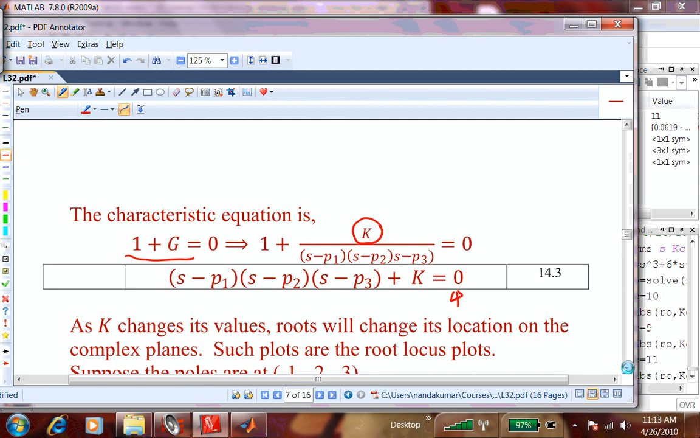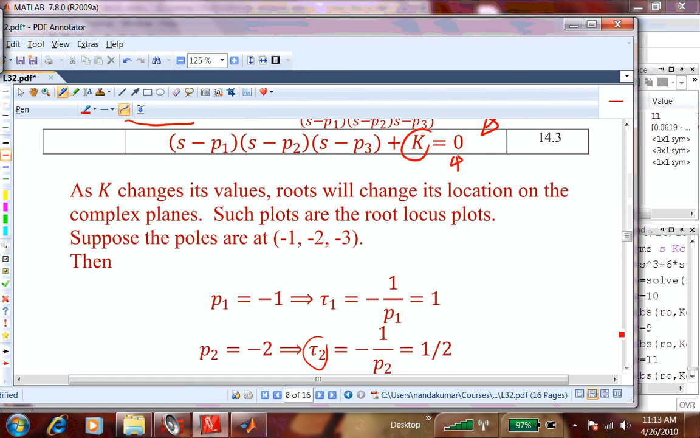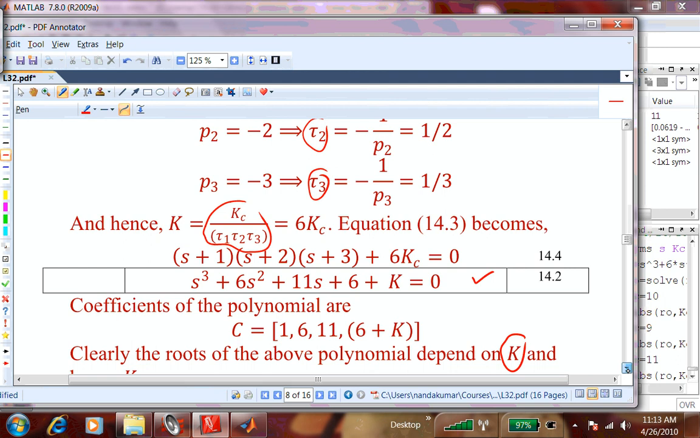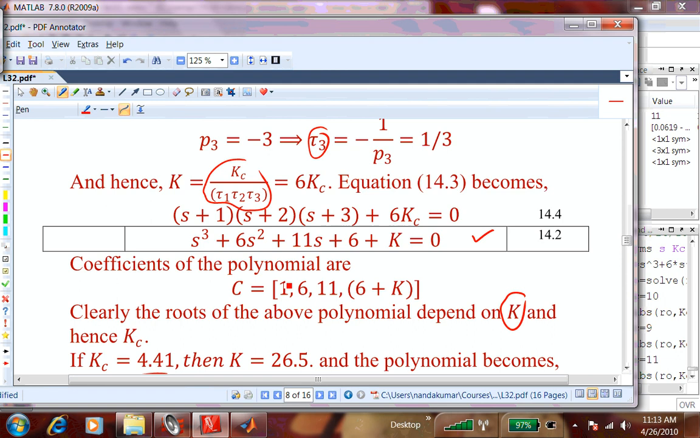And once you know P1, P2, and P3, you know this particular polynomial with k as the parameter that's tunable, that's changeable. It's a knob setting in the controller, for example. Now our question is, as I put different values of k, what happens to these poles? What happens to the roots of this polynomial? When k equals 0, poles are the roots. As I change k, the roots will be moving, shifting. So here is the polynomial with k as the constant. The coefficients of the polynomial are 1, 6, 11, and 6 plus k.